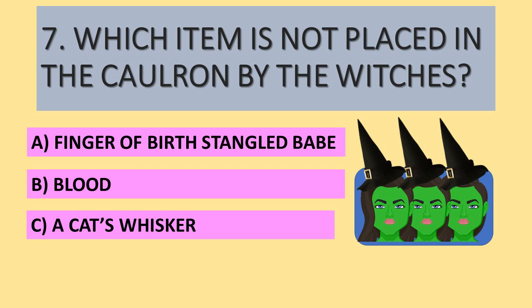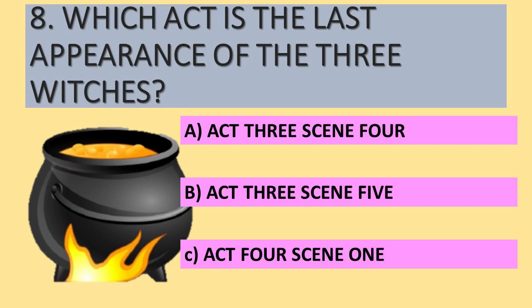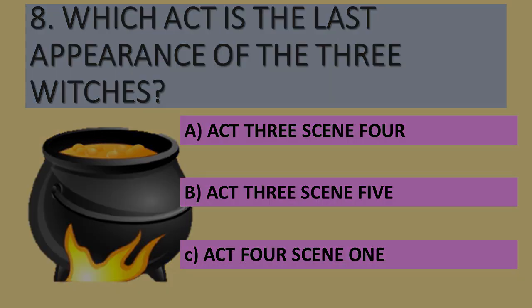Question number 7. Which item is not placed in the cauldron by the witches? Is it A, finger of birth strangled babe? Is it B, blood, or is it C, a cat's whisker? Question number 8. Which act is the last appearance of the 3 witches in the play? Where do they appear last? Is it A, Act 3, Scene 4? Is it B, Act 3, Scene 5? Or is it C, Act 4, Scene 1?